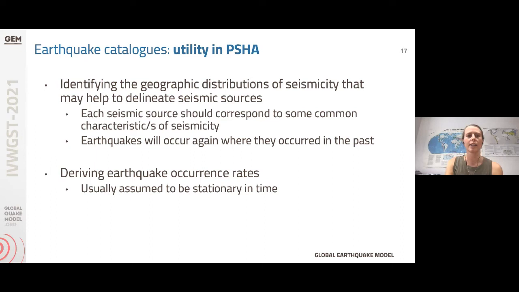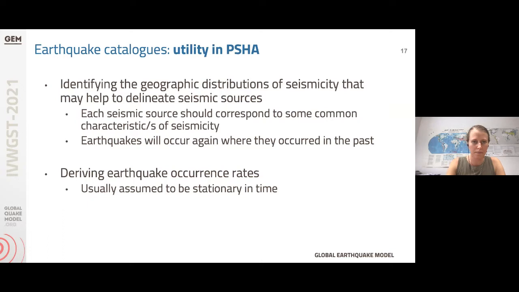So how are catalogs used in PSHA? We've already seen that the geographic distributions are used to help delineate seismic sources, and that each source should correspond to some common characteristics of that seismicity. This is based on our assumption that earthquakes are going to occur again where they occurred in the past. They're also useful for deriving the earthquake occurrence rates, because we assume that the average rates of earthquakes that we've seen in the past are going to persist into the future.